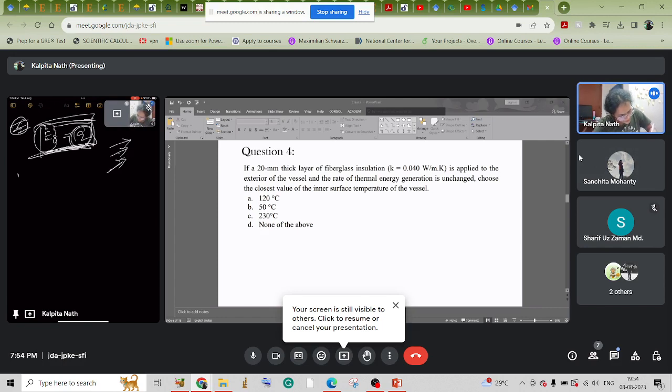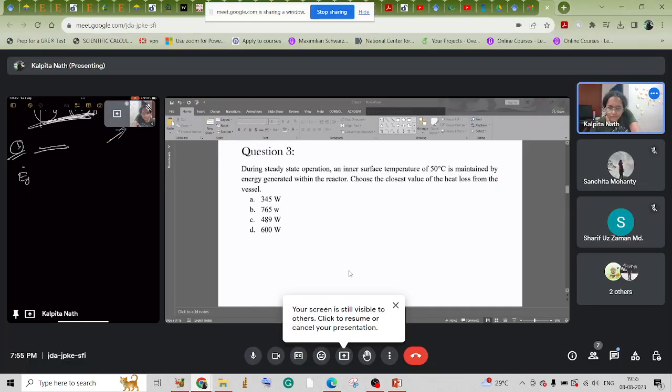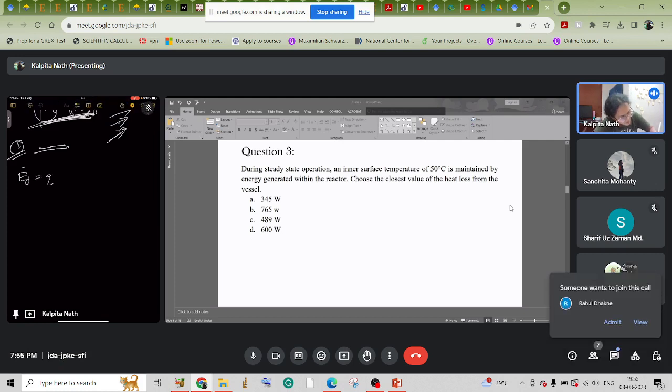So in the first case, that is question number 3, there is no insulation considered. Let's proceed to question number 3 first. As they said, the closest value for the heat loss from the vessel. This will be equal to Q.